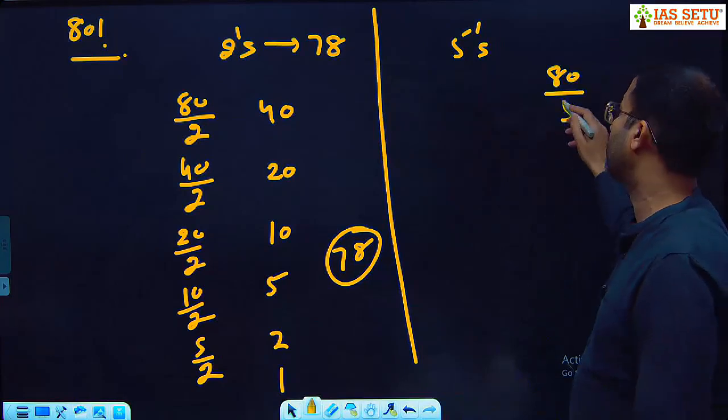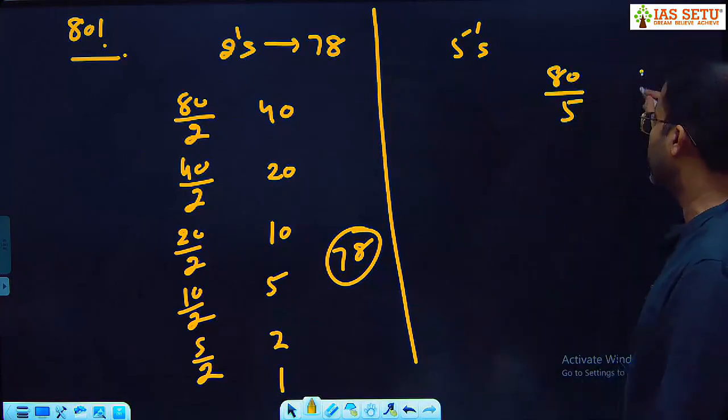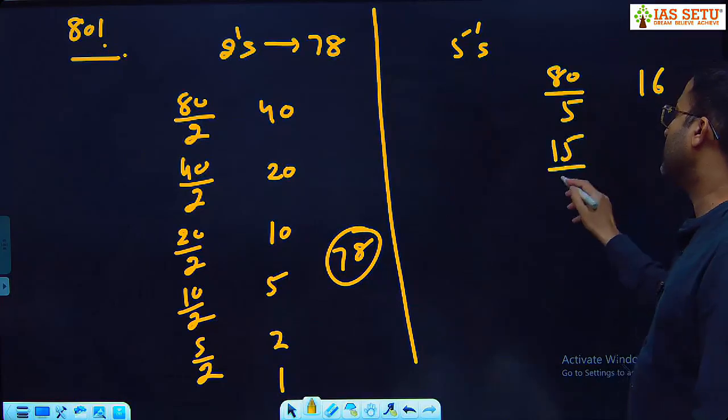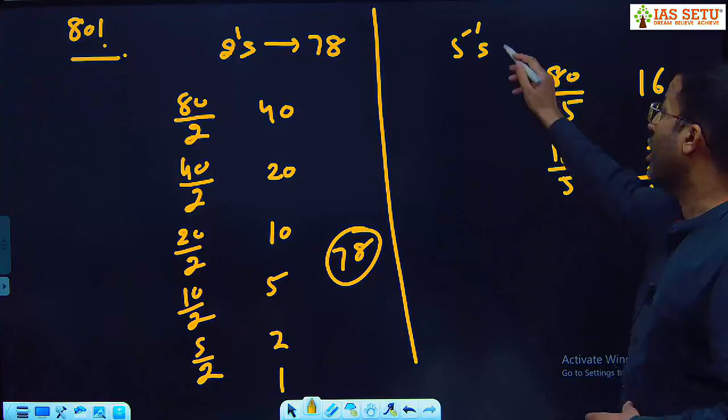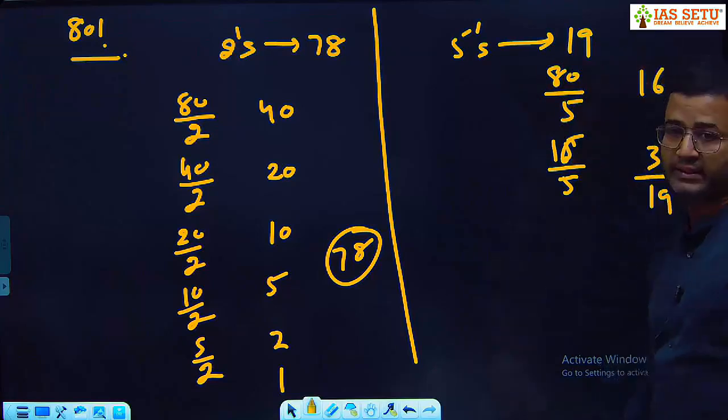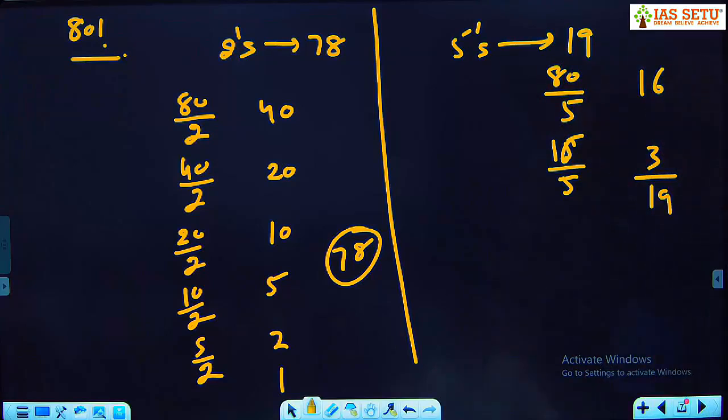80 you have to divide by 5. 16. 16 divided by 5, you get 3. 19. How many 5s are there? 19. Lesser number decide number of 0. Tell me in 80 factorial, how many 0 are there? 19.